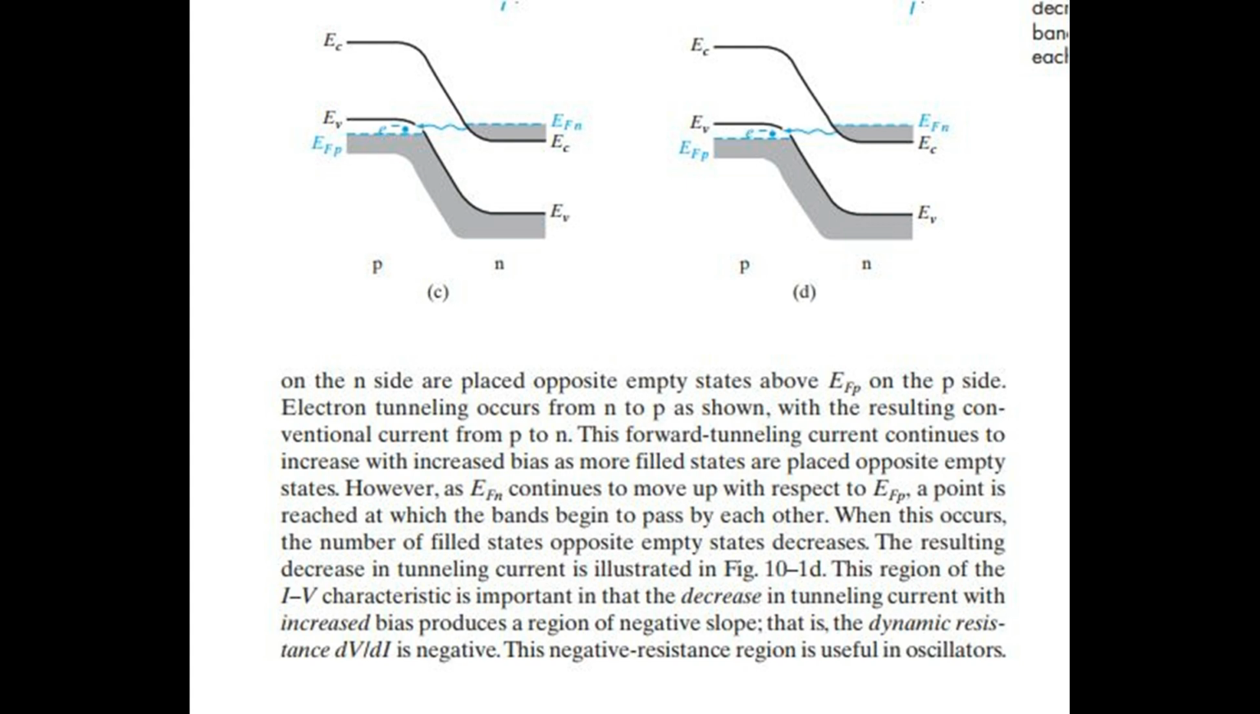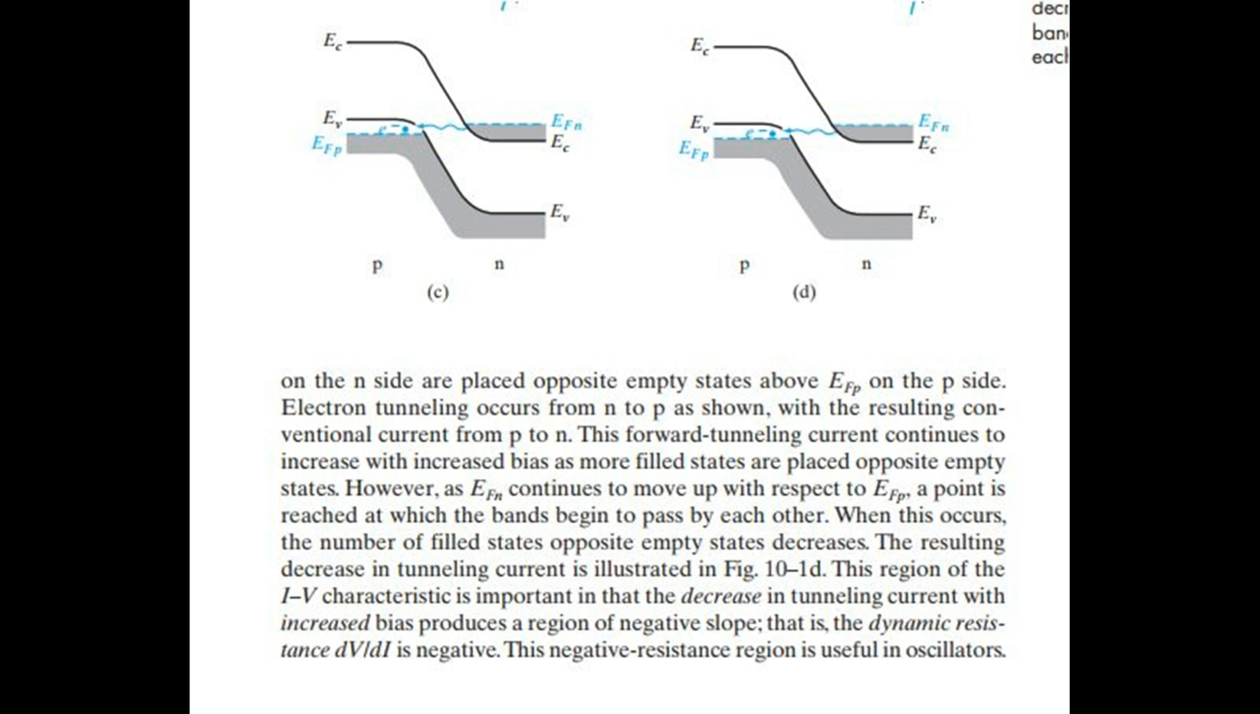Electron tunneling occurs from N to P as shown, with the resulting conventional current from P to N. This forward tunneling current continues to increase with increased bias as more filled states are placed opposite empty states. However, as EFN continues to move up with respect to EFP, a point is reached at which the bands begin to pass by each other. When this occurs, the number of filled states opposite empty states decreases. The resulting decrease in tunneling current is illustrated in Fig 10.1d.